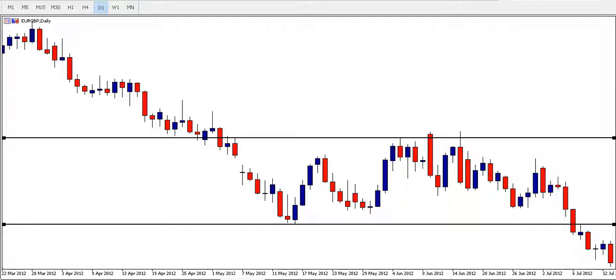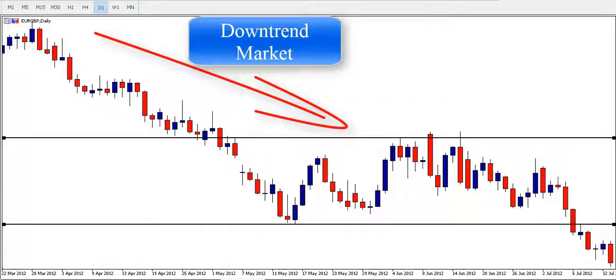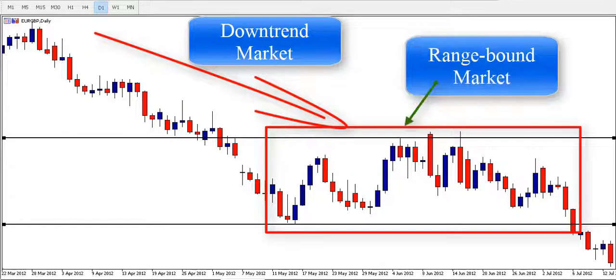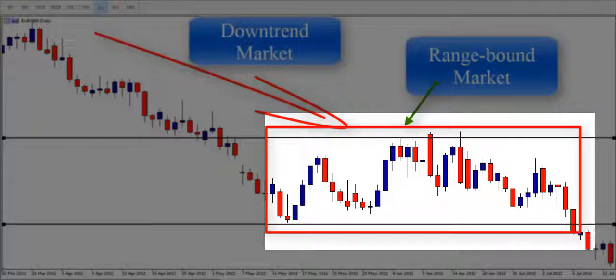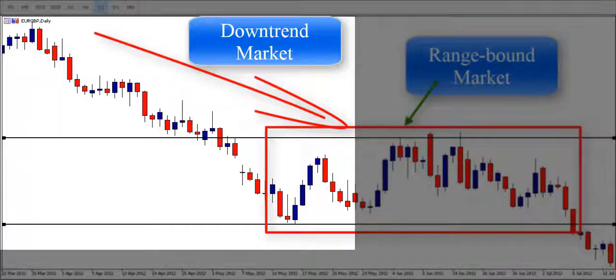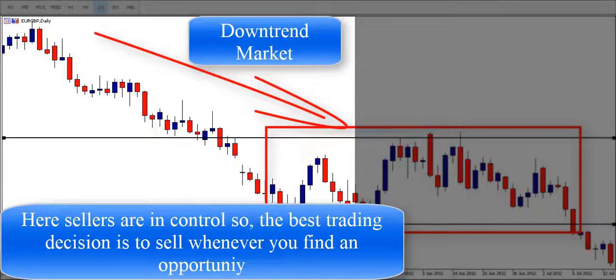As you can see here, this is a downtrend. The market is making lower highs and lower lows, followed by a range. Your trading decision here is completely different from yours here. In this trading condition, sellers are in control of the market. So the best trading decision will be to sell when there is an opportunity to join sellers.